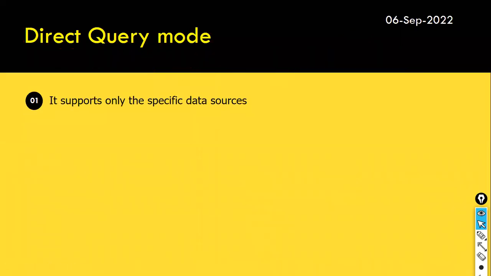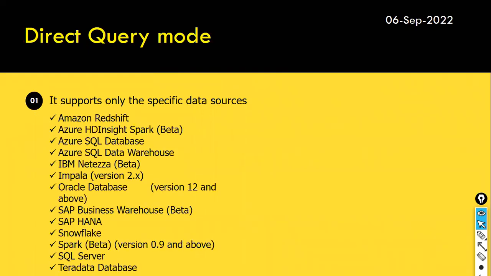So direct query doesn't require data refresh. Import requires data refresh. In the case of direct query, it will import only the metadata into your Power BI Desktop, whereas in the case of import, it loads the entire data into your Power BI Desktop. But Direct Query mode supports only these databases: Amazon Redshift, Azure HDInsight, Snowflake, SAP, and Teradata. Only these databases it supports with the direct connectivity mode.